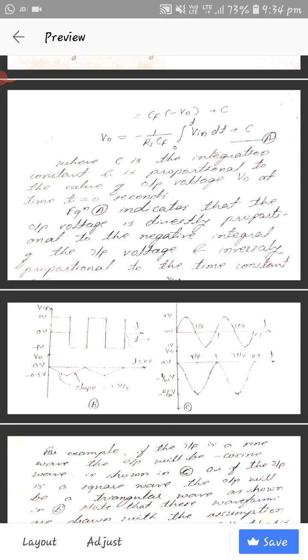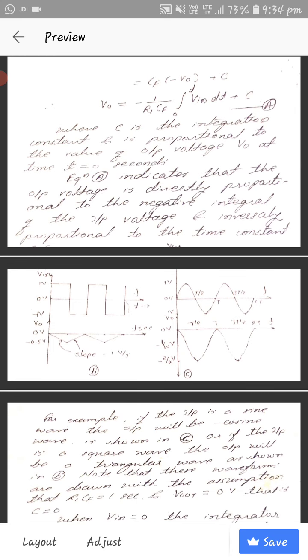This is equation A. Here C is the integration constant. In this equation C is the integration constant and is proportional to the value of the output voltage V0 at time t = 0 seconds.